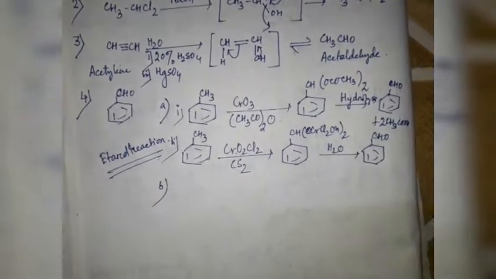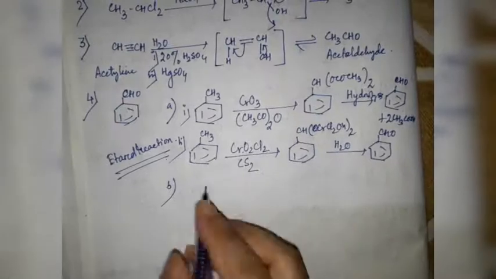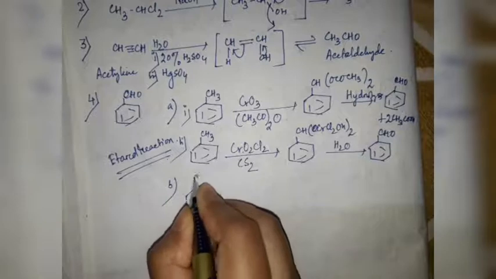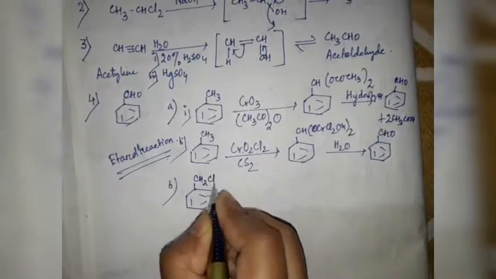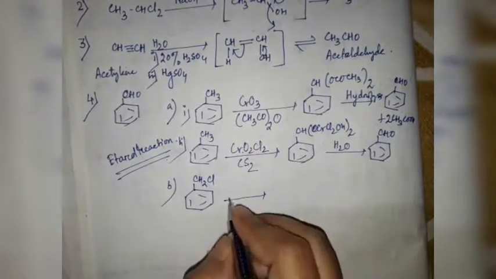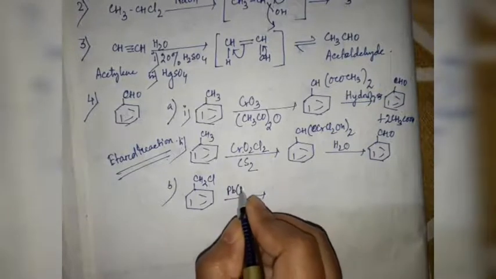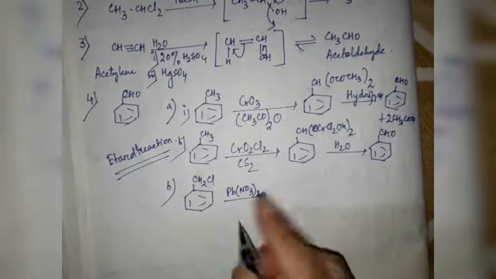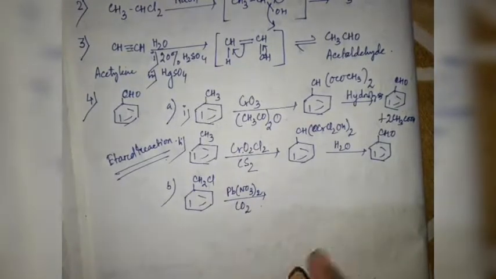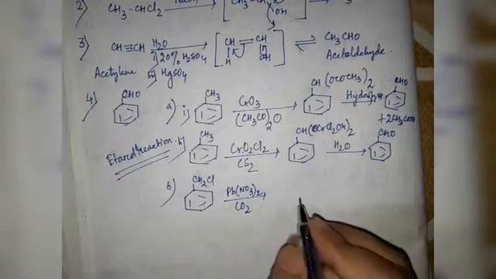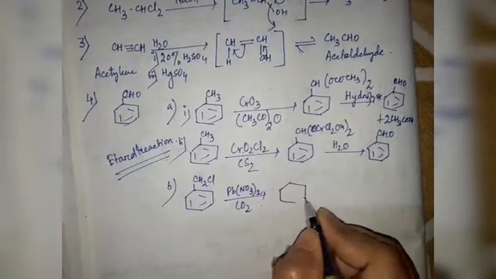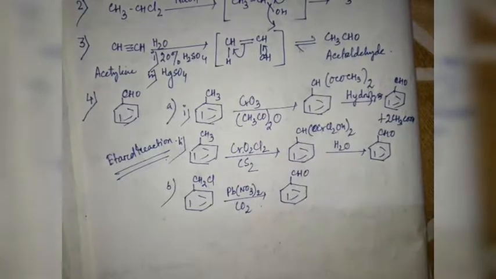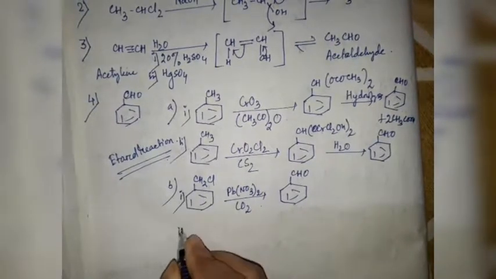Number 2, we are going to produce benzaldehyde from benzyl chloride. We can do it with lead nitrate or cupric nitrate in an atmosphere of carbon dioxide, and we have to heat the mixture and we will get benzaldehyde. So this is number 1.